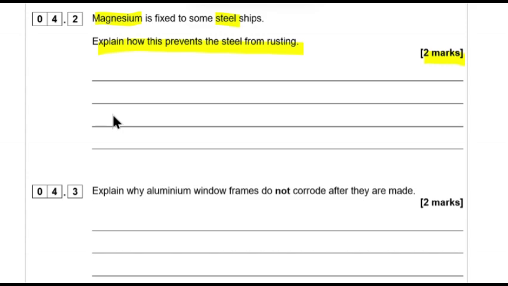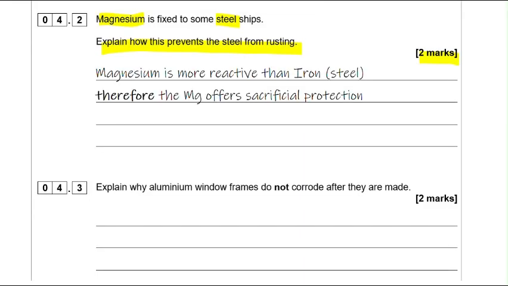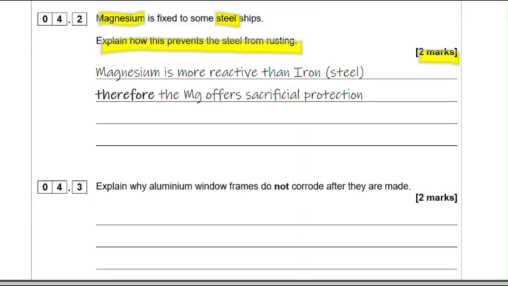So to get 2 marks for this question, you must write magnesium is more reactive than iron. That's the first mark. Therefore, the magnesium offers sacrificial protection. 2 marks.